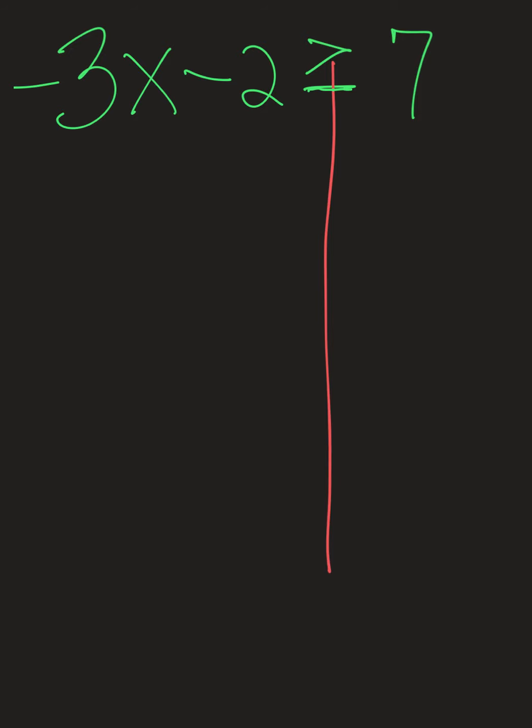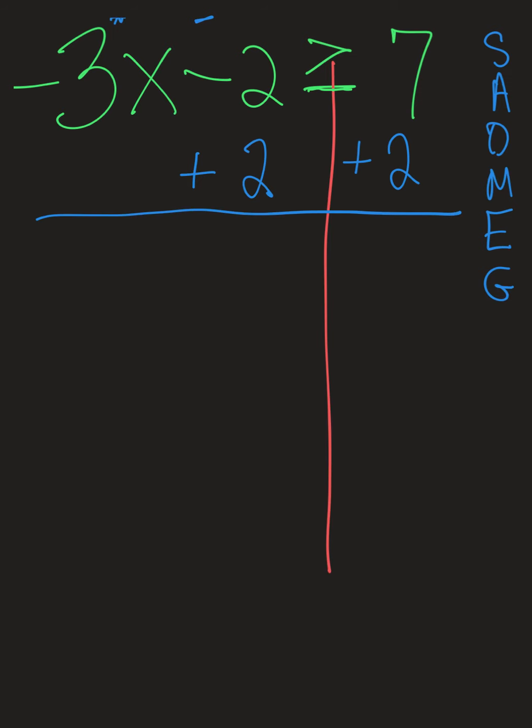Now I'm going to think about what two operations I have happening here. So this is -3 times x, so that's multiplication there. And then -2, so I have subtraction there. I'm going to remember SADMEG. That tells me that I do inverse operations with subtraction first. So I'm going to add to both sides. Now I'm going to add 2, not 3, because 2 is what's currently being subtracted. -3 is being multiplied, but I will deal with that when I deal with multiplication.